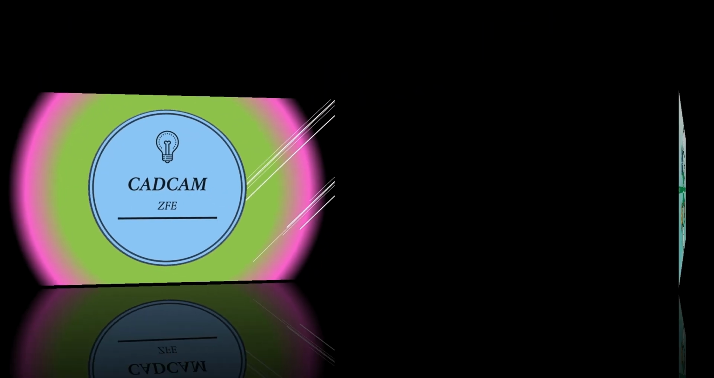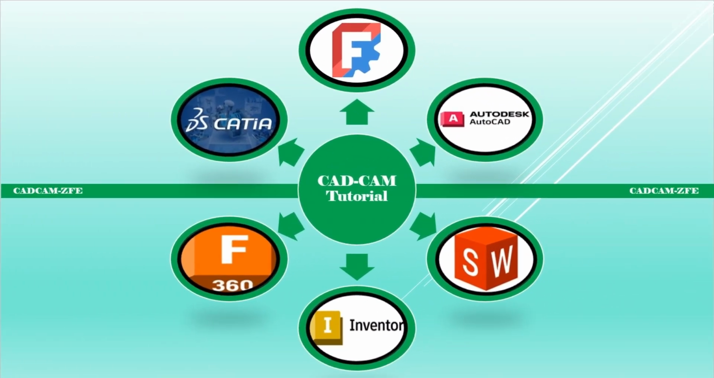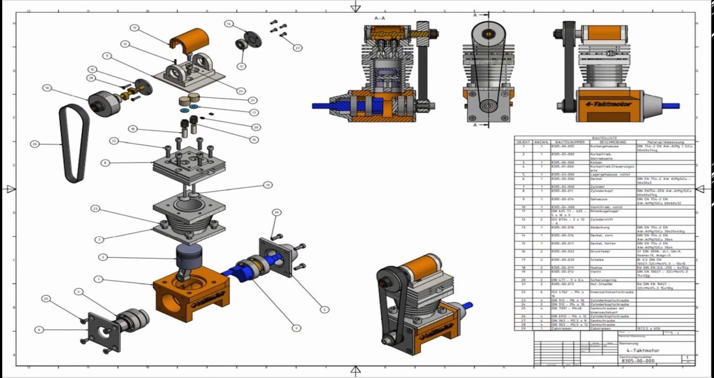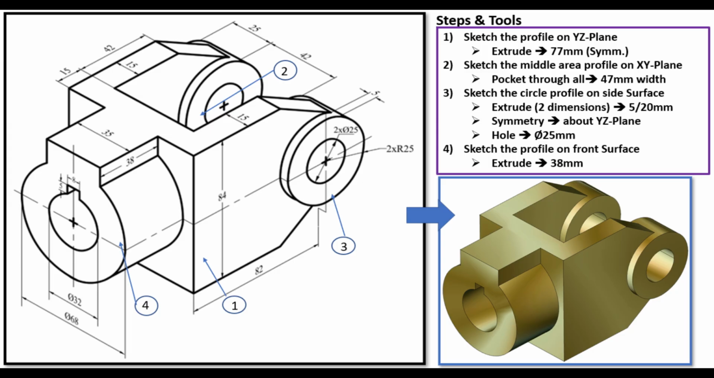In this quick and informative tutorial, I will show you how to create a 3D model from an existing ISO view drawing with the help of FreeCAD tools like Pocket, Symmetry, Hole, and Extrude. This is the ISO view drawing that we need to convert, step by step, into this 3D solid part. Here you find the steps and the tools that I used to convert this 2D drawing into a 3D solid part.